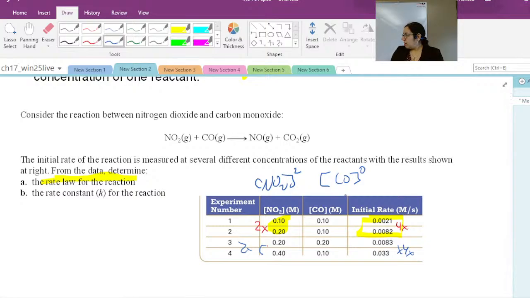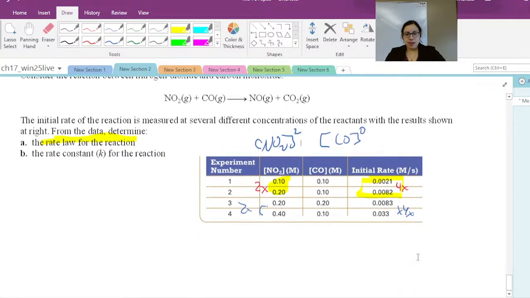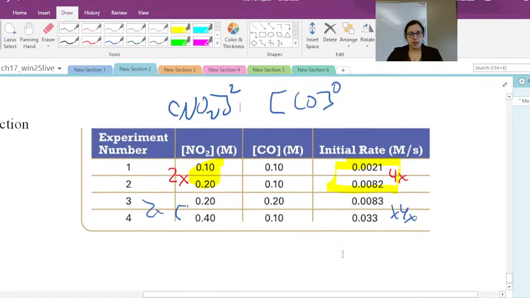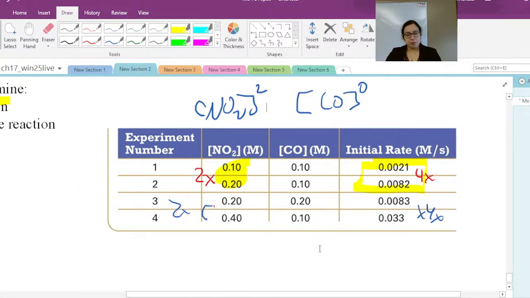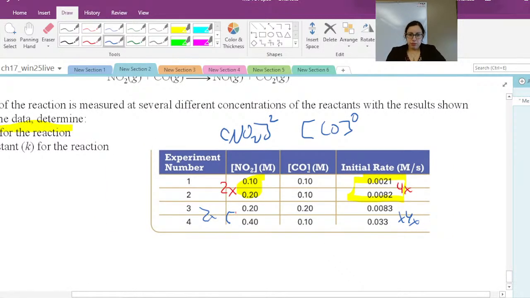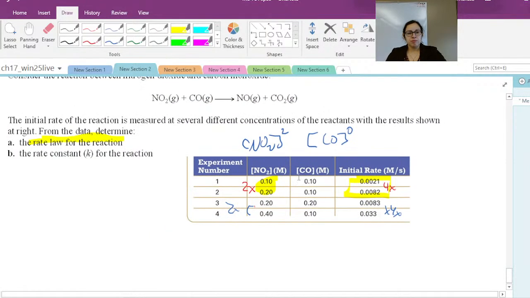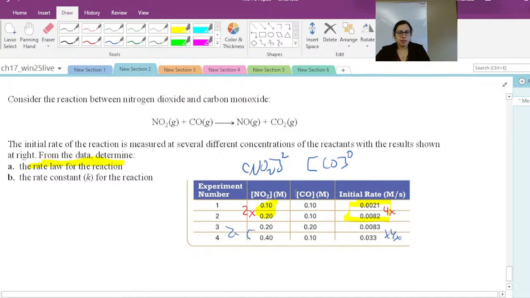Did everybody understand how to analyze that? Because you'll be doing this in lab too, and really everywhere. Again, you look at where they're the same, hold one constant, double the other, and maybe double it again to see if that's consistent. Then hold the other one constant, double that one, and see how your reaction rate changes. All right, so that's good.